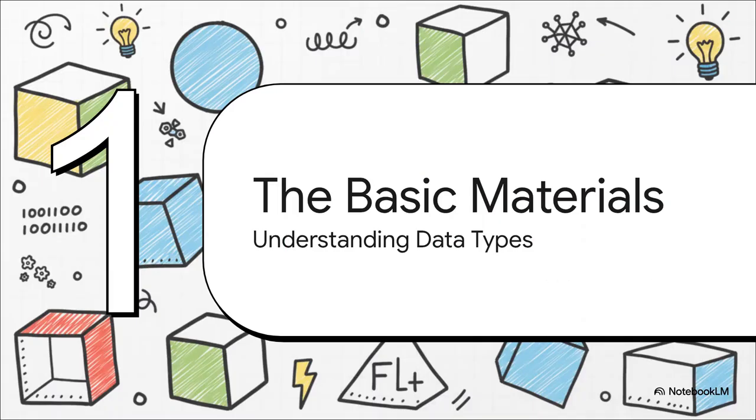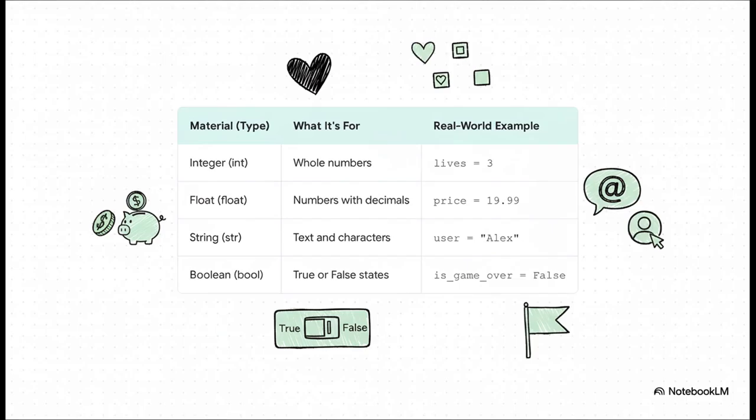Okay, so we've got our labeled boxes. The next obvious question is, what kind of stuff can we actually put inside them? Well, it turns out there are different kinds of materials, or as they're called in programming, data types, that we get to play with. Let's walk through the 4 most common ones you'll use constantly. First, integers, or int for short. These are just your basic whole numbers, no decimals, perfect for something like the number of lives in a game. Then you've got floats. These are for numbers that do have decimals, like a price, $19.99.